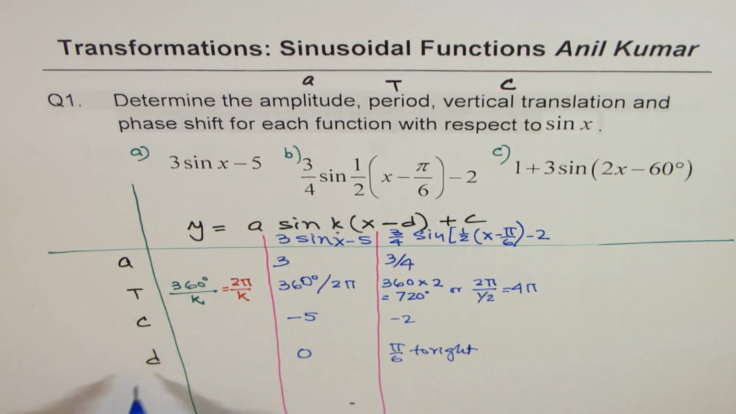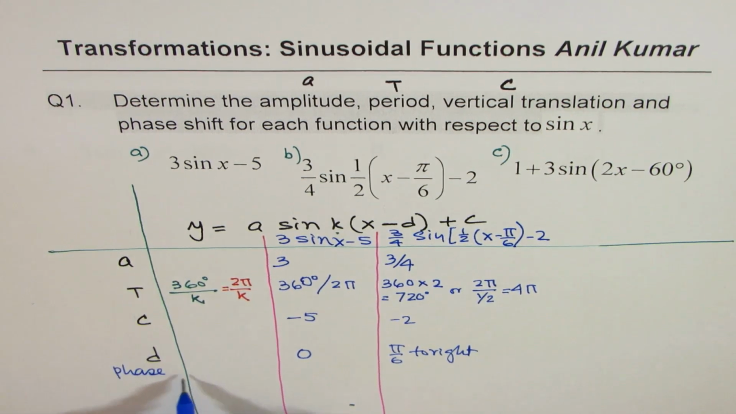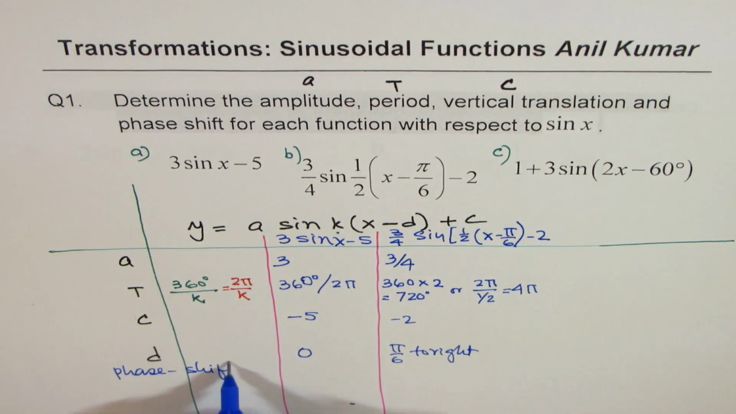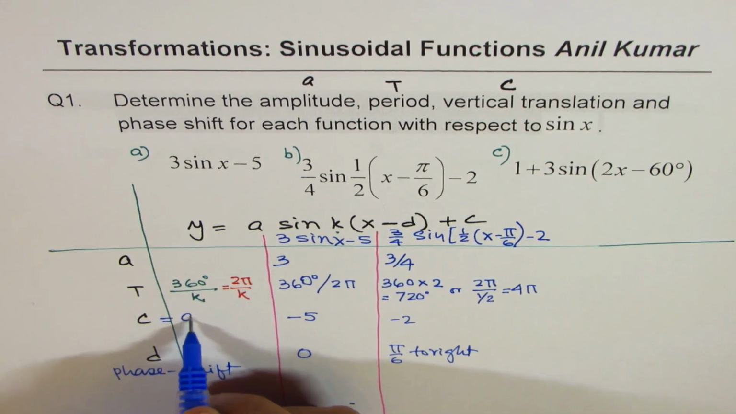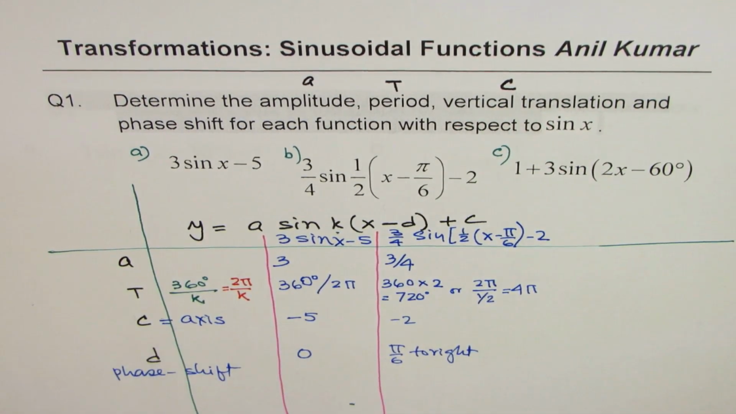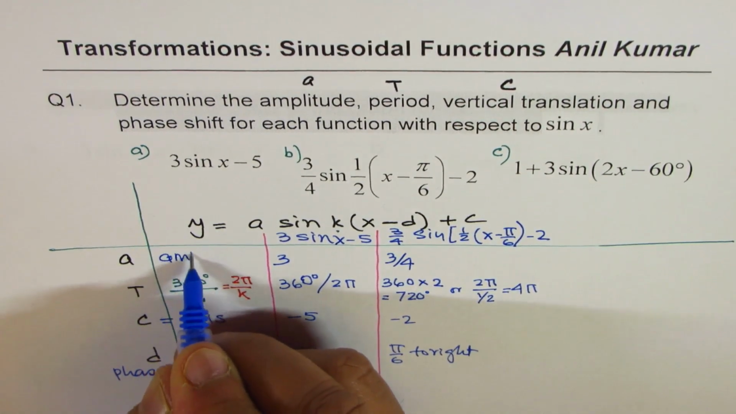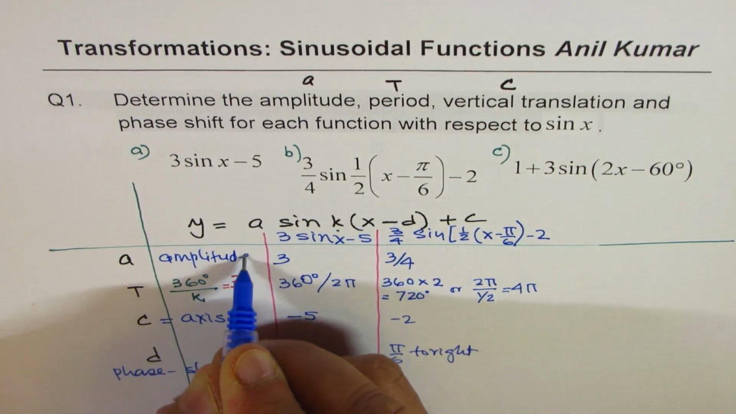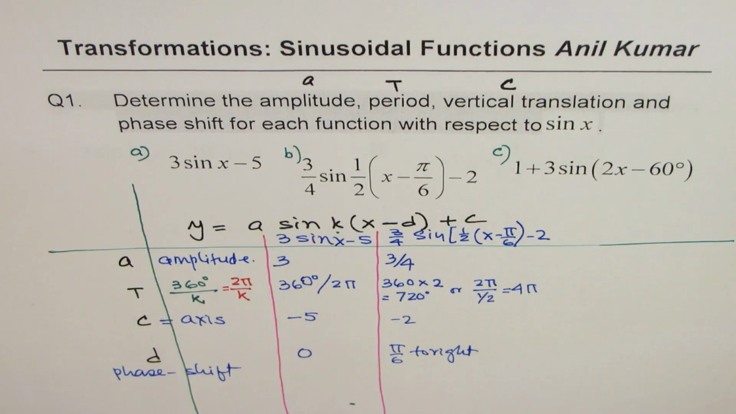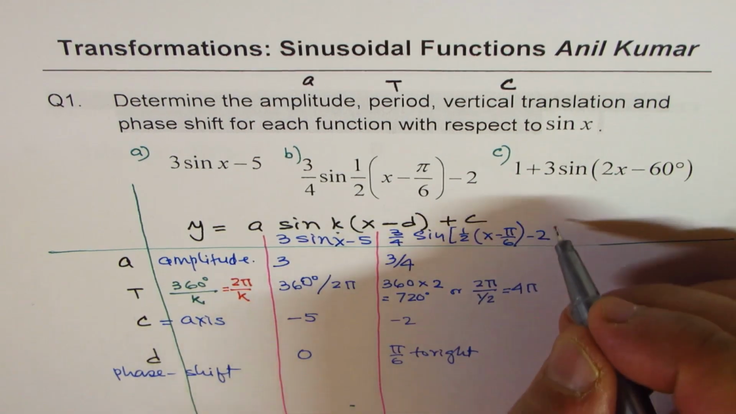Right? So let me write the alternate names here also. D is also called phase shift. And C is also called axis, right? A is amplitude. Okay, time period is T, right? Now let's get back to the last one here.